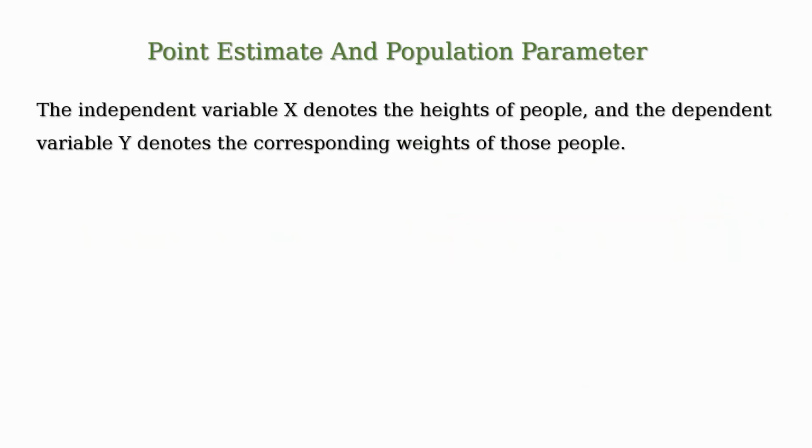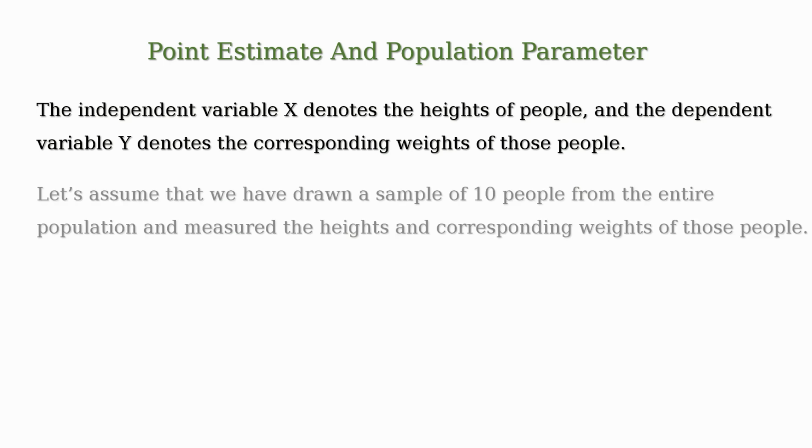Let's say we are given two random variables x and y. The independent variable x denotes the heights of people and the dependent variable y denotes the corresponding weights of those people. Let's also assume that we have drawn a sample of 10 people from the entire population and measured the heights and corresponding weights of those people.